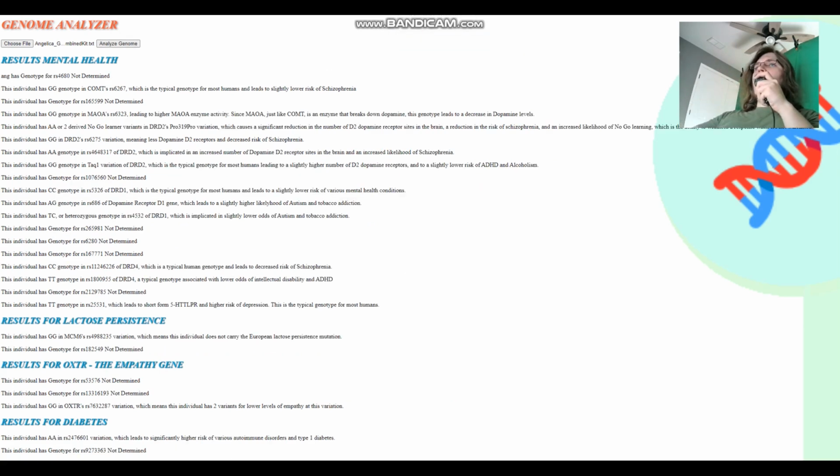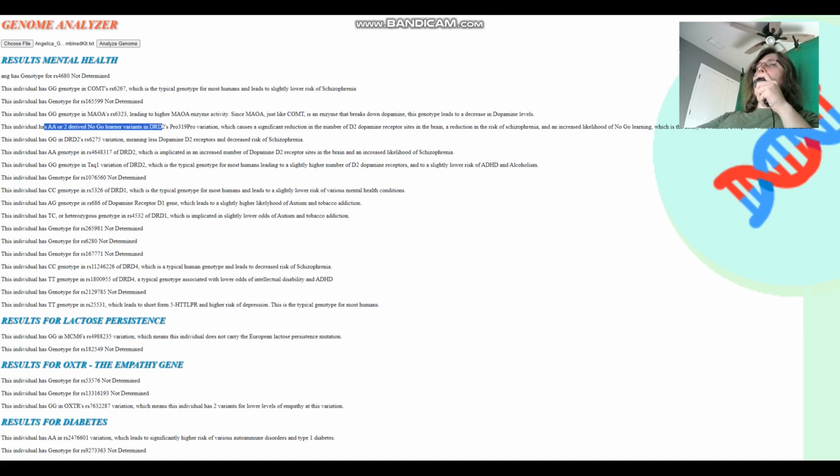So Angelica is... She's not genotyped for COMT's Val/Met variation, but she does have GG in MAOA, which leads to higher MAOA enzyme activity. Less dopamine, quicker dopamine breakdown. She's got AA genotype in DRD2. So she's got less dopamine in her system, and she's also got less dopamine receptor availability, low dopamine D2 receptor availability, which is pretty cool.